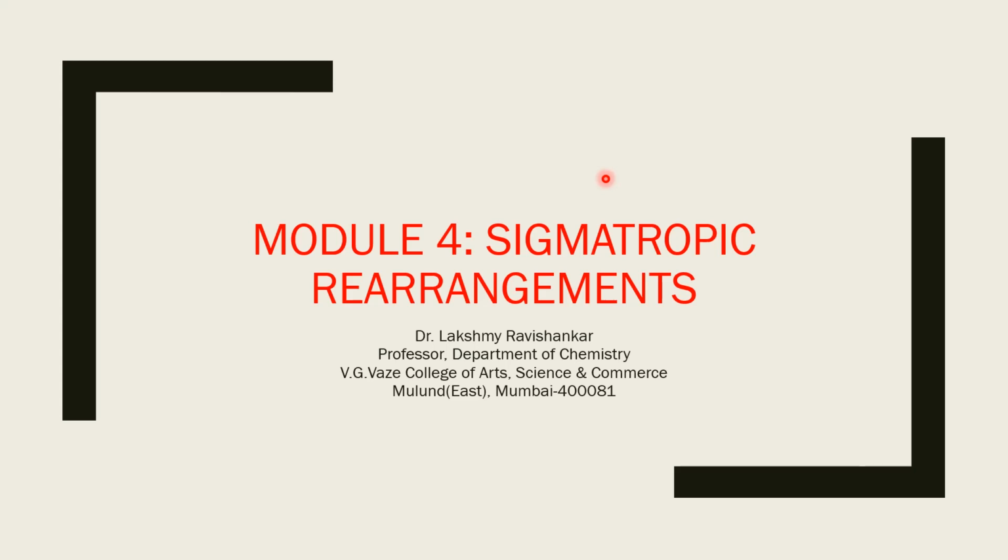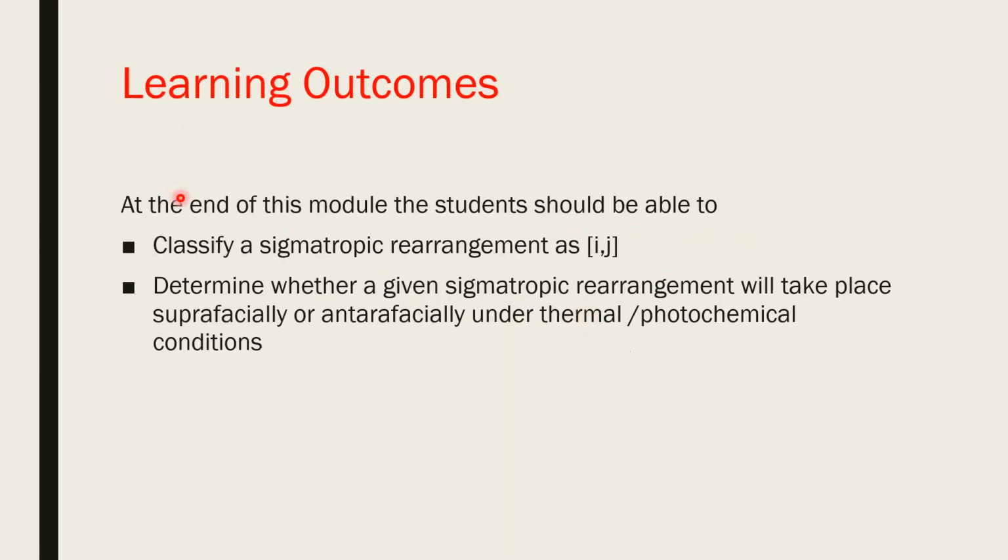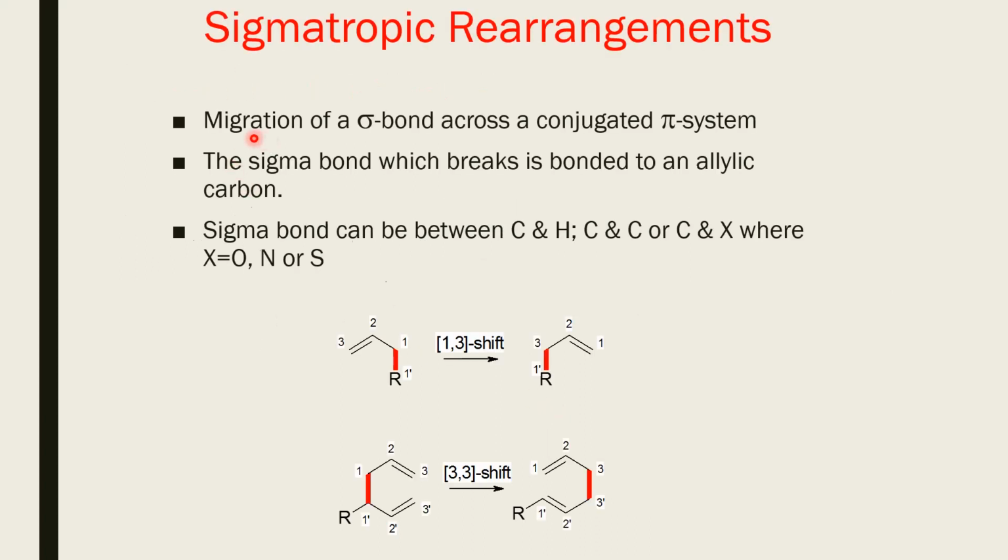Hi, I'm Dr. Lakshmi Ravishankar, and in this module we'll be discussing sigmatropic rearrangements. At the end of this module, the student should be able to classify a sigmatropic rearrangement as [i,j] and determine whether the given sigmatropic rearrangement will take place suprafacially or antarafacially, depending on whether the reaction is done under thermal or photochemical conditions.